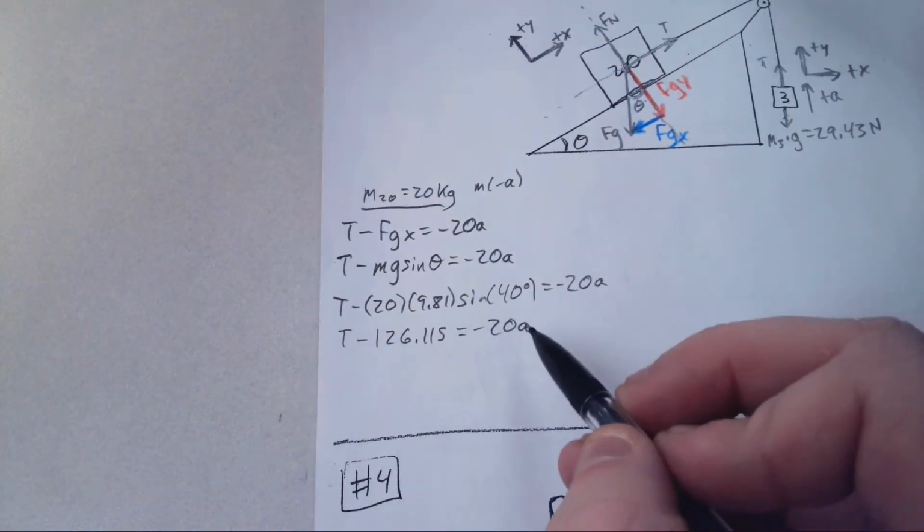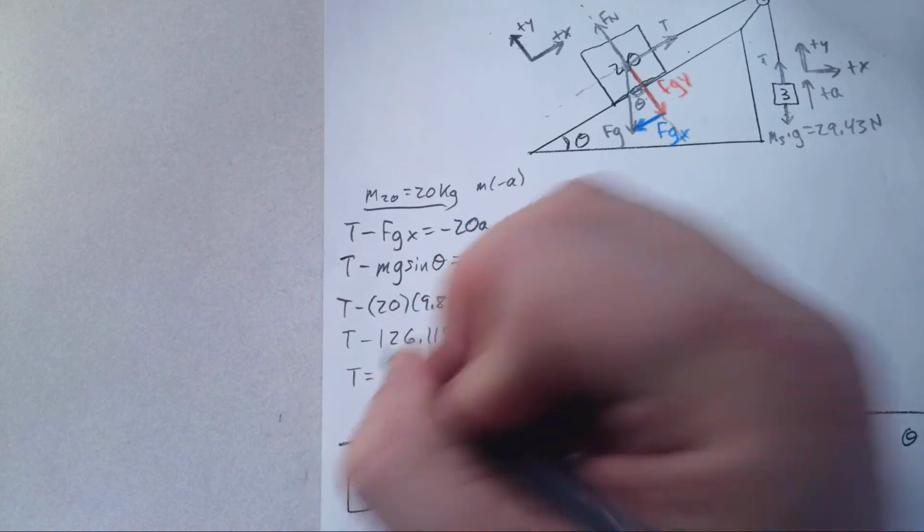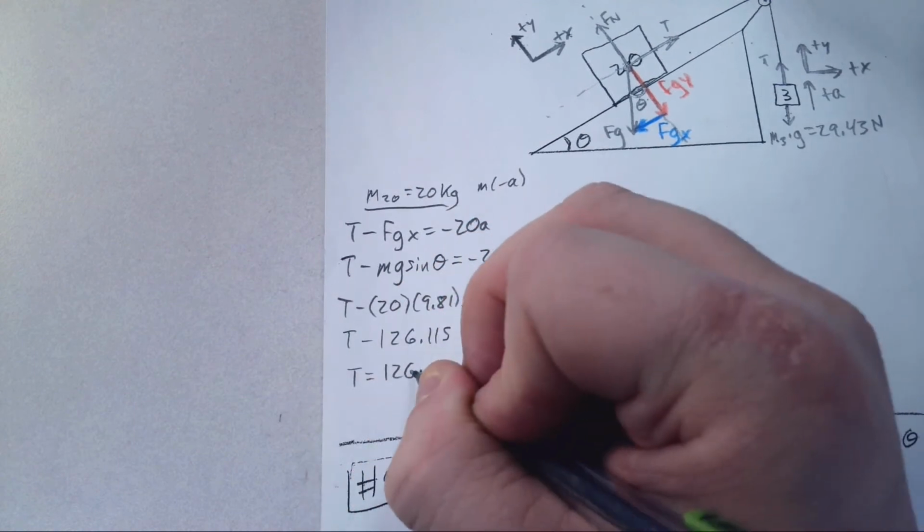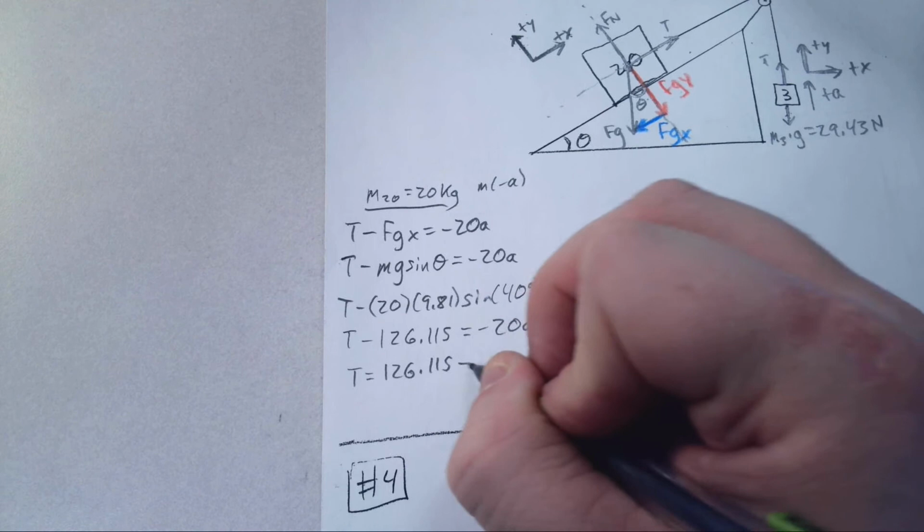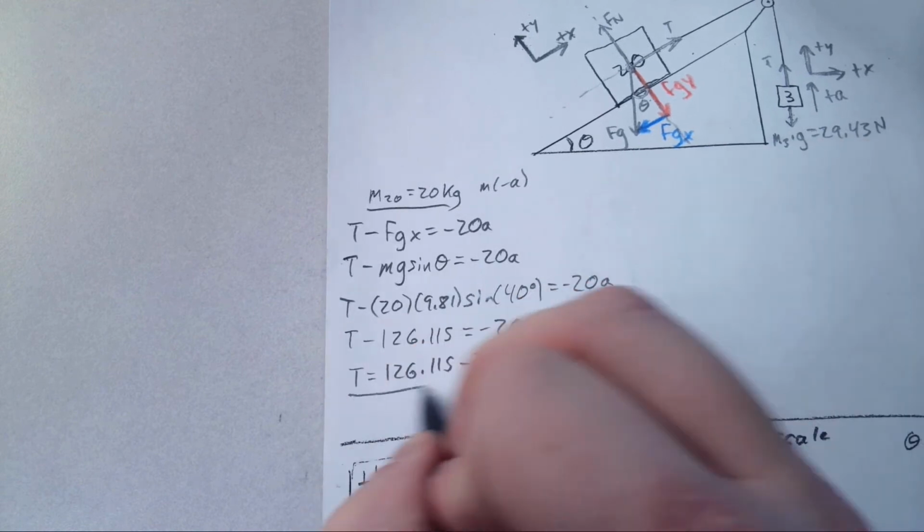Then we're going to want to add this over to the other side, so T is equal to 126.115 minus 20a, and there's our equation.